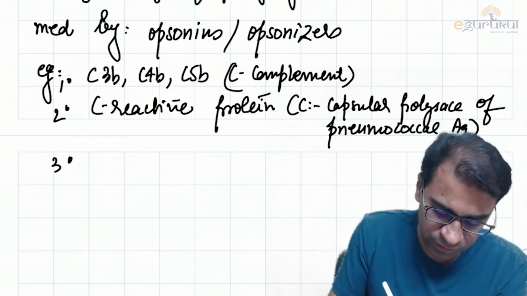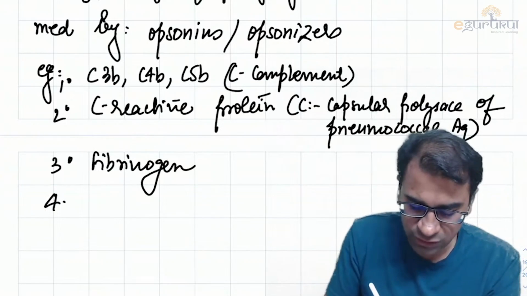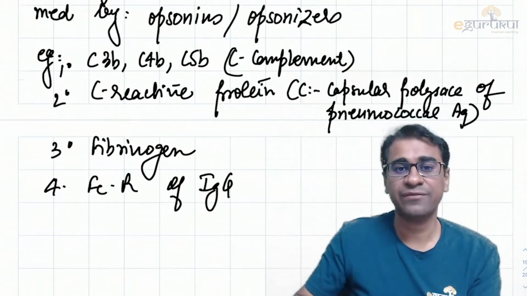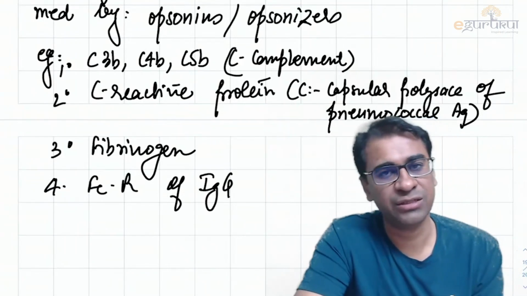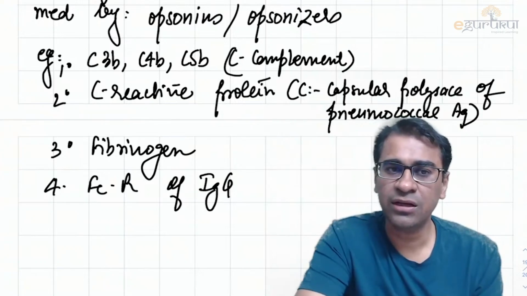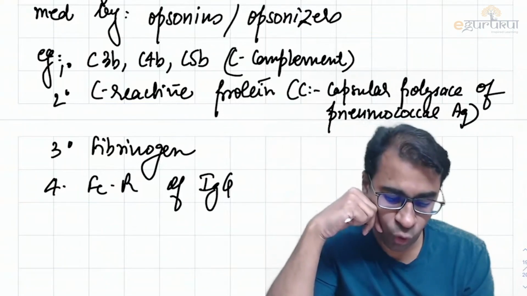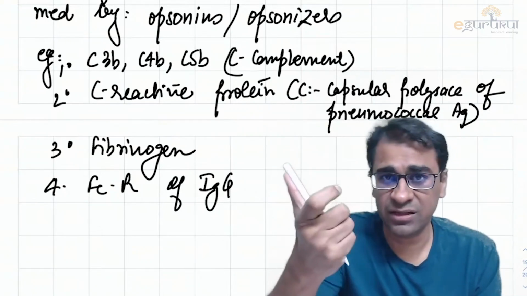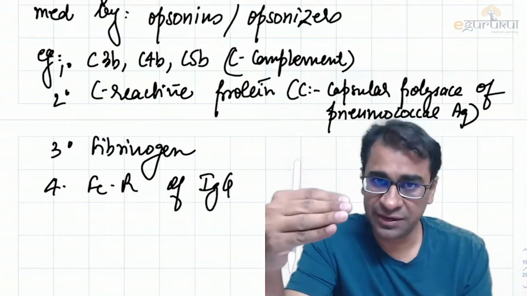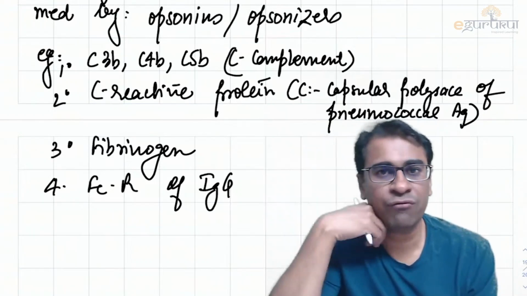So first one, second one, third one is called as fibrinogen, and the fourth is called as FC receptor of immunoglobulin G. FC receptor of IgG molecule. Okay, FC receptor of IgG molecules. This is the last one. So all those four molecules act as a chutney. And what does chutney do? Chutney will increase the taste of the antigen to the polymorph or neutrophil.